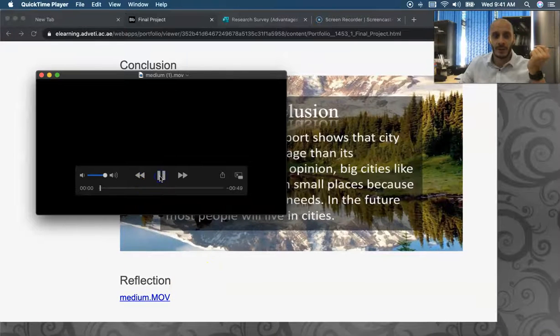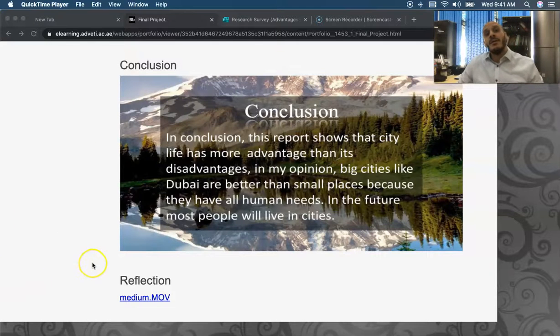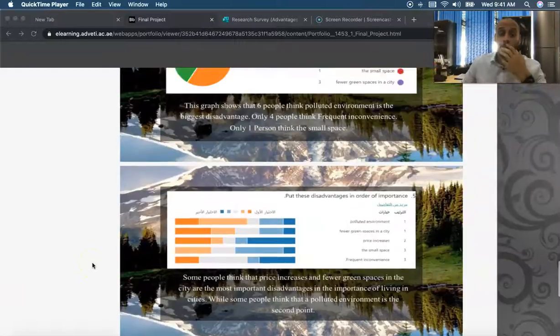Oh, we watched a lot today. My topic is city life. I chose this topic because... So she explained why she chose her topic, and she re-explains her opinion about the topic. So that's the Stage 3 portfolio.